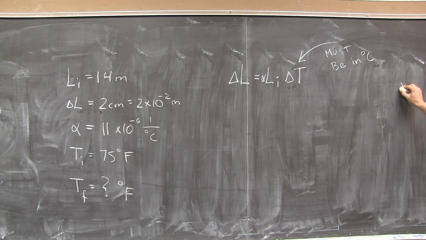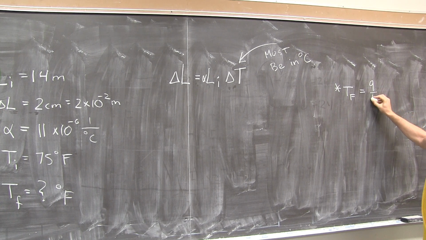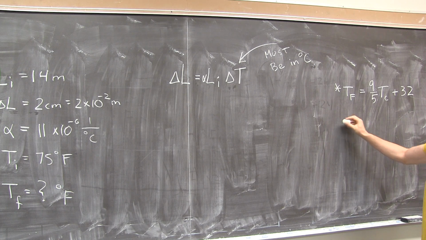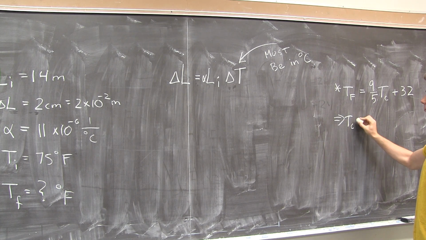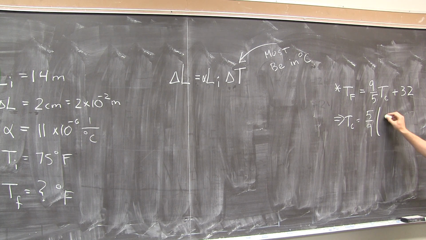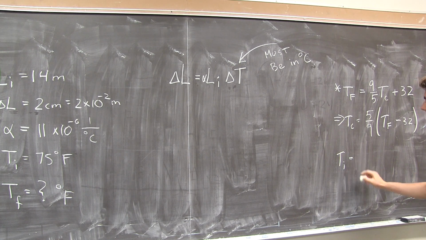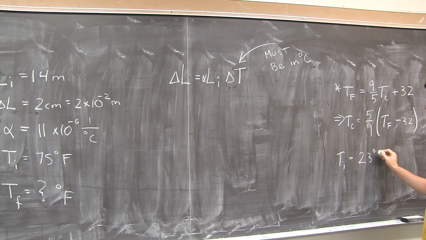And so just as an aside, the Fahrenheit temperature is 9/5 the Celsius temperature plus 32, which means that the Celsius temperature is 5/9 times the Fahrenheit temperature minus 32. So we find out that T initial, which is 75 Fahrenheit, is about 23 degrees Celsius.